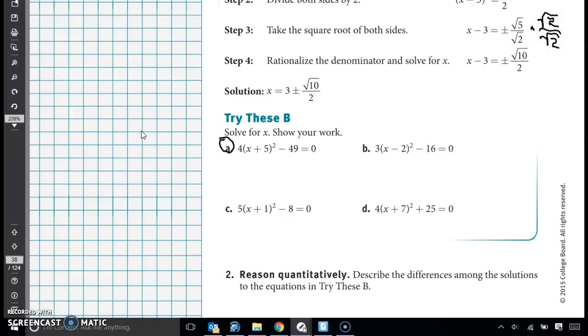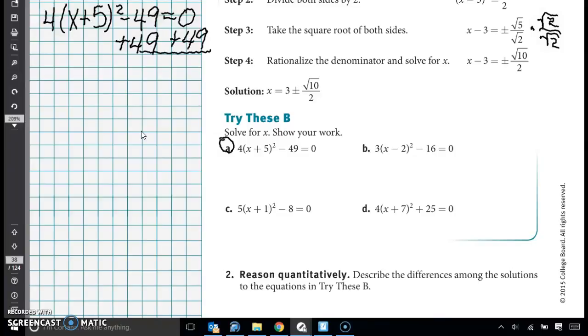So we have 4 times (x plus 5) squared. Can you distribute the 4 or no? No, because this is squared. You'd have to FOIL, because this is saying that you have 2 of those. You'd have to FOIL that out, and it would just take longer. You'd be overcomplicating it. You could do it though, because then you could factor. If it was factorable, you could factor it using slide and divide or however. So we're going to add 49.